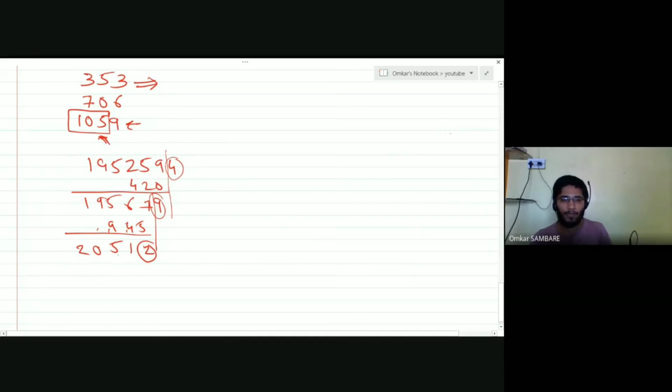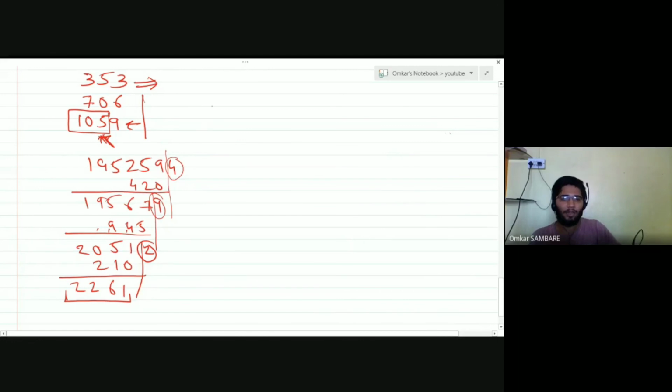2 into 105 is 210. So I will again add this, and the addition will be 2261. Now if you repeat the process again, it will give you a number less than 353 and it will not be useful. So we have to check whether 2261 is divisible by 353 or not.